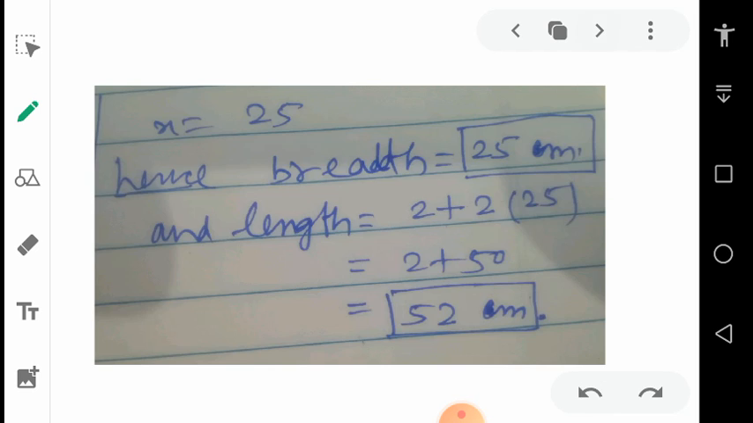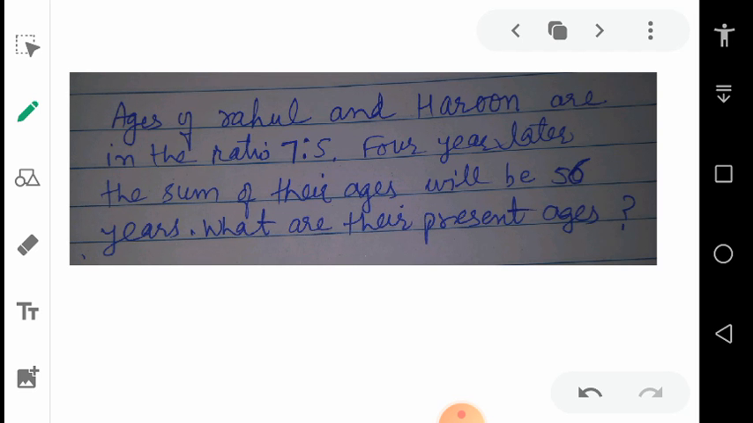Now the next question is regarding the ages. It's a very important concept, and questions are asked in the exams regarding the ages of father or son or brothers or sisters, like this. So here, ages of Rahul and Harun, two persons, the ratio is 7:5. Let me remind you that 7:5 can be considered as 7x and 5x.